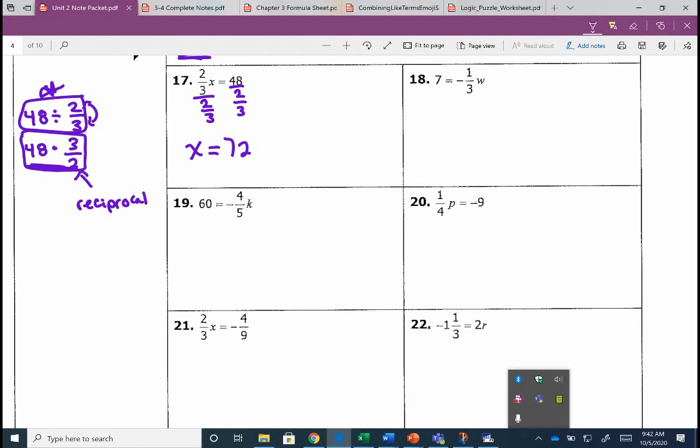All right, number 18. We're going to divide by negative 1/3. So 7 divided by negative 1/3. So 7 divided by, then we'd have a negative 1, ABC key, and then 3. So W equals negative 21. And also remember, you can check 7 equals negative 1/3 times negative 21.